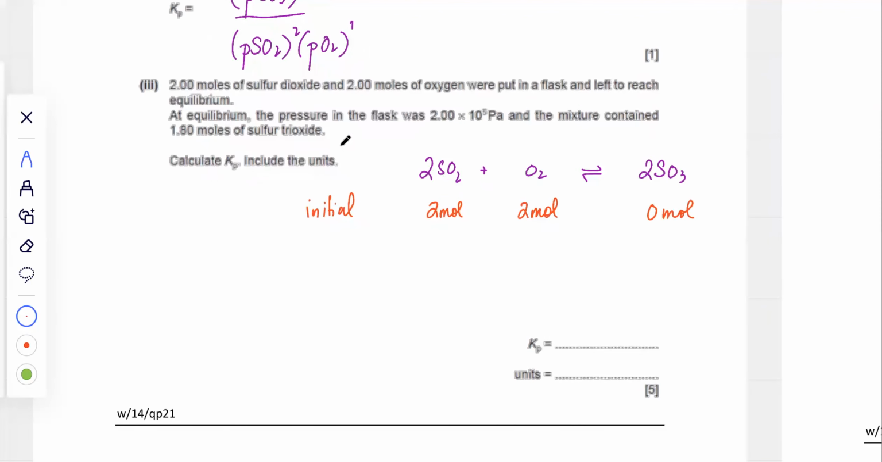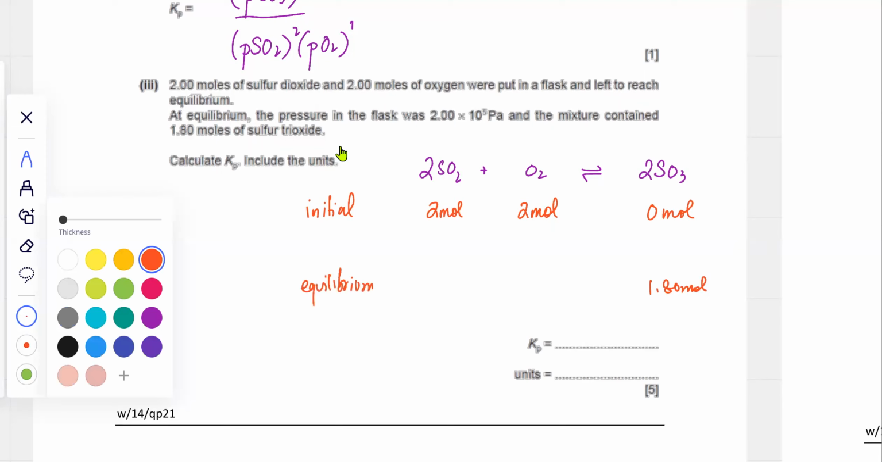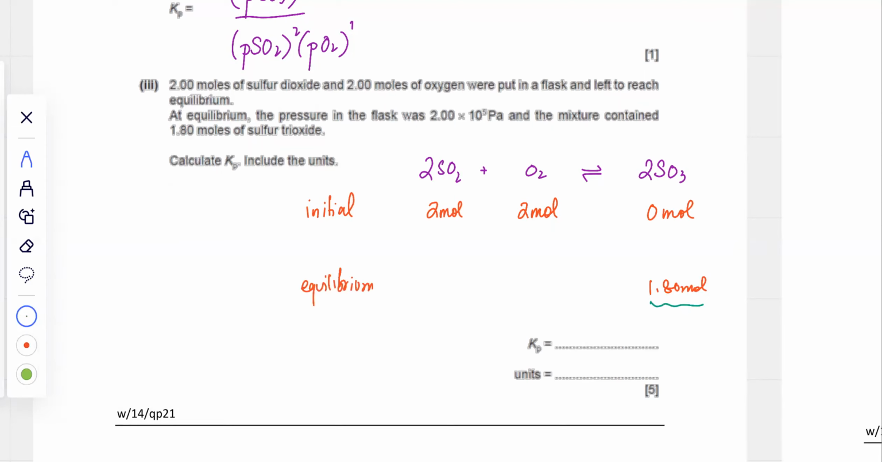So at equilibrium, there's 1.8 moles of sulfur trioxide. So those are your equilibrium moles. You've gotten 1.8 moles. You started off with 0 moles. Now you've got 1.8 moles. So that indicates that an extra 1.8 got produced. So there must have been a forward reaction. A reaction took place, and 1.8 moles are getting produced.